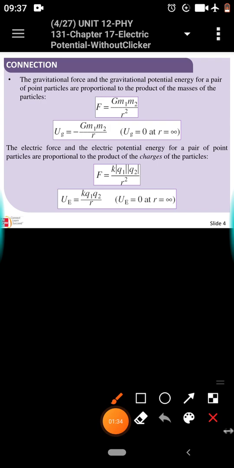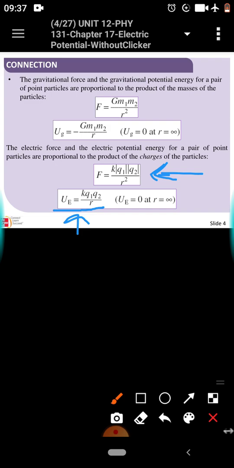Previously we have seen this equation when you're talking about electric forces, and this will be the equation for electric potential energy. The difference now is that this is just a scalar. This is a scalar, this is a vector, this is a vector.